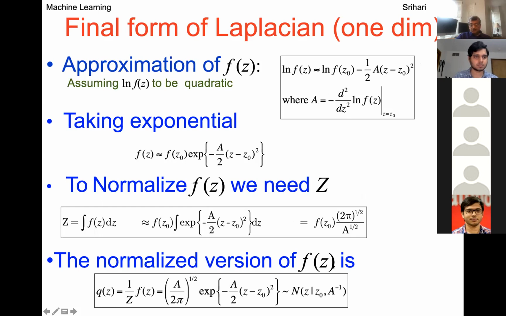So the normalized version of f(z) is q(z) equal to 1 over Z times f(z), applying the same rule. This multiplication gives you this, which is nothing but the normal distribution of z given z naught and A inverse. That's the final result. So this says, if you give me a unimodal distribution p(z), I'm going to give you a q(z) whose mean is at the mode of the distribution you gave me, and whose covariance is in terms of this A inverse. A itself is the second derivative, and A inverse is 1 over that quantity, or the inverse if it is a multivariate case. So that is what Laplace does. It's a very simple approach to finding a Gaussian distribution whose modes correspond.